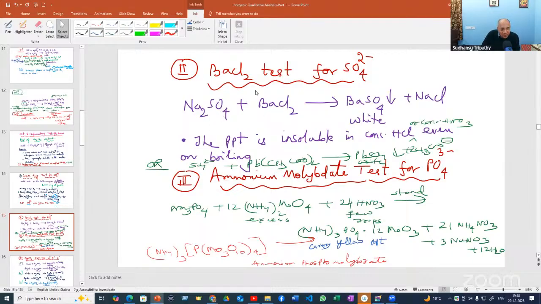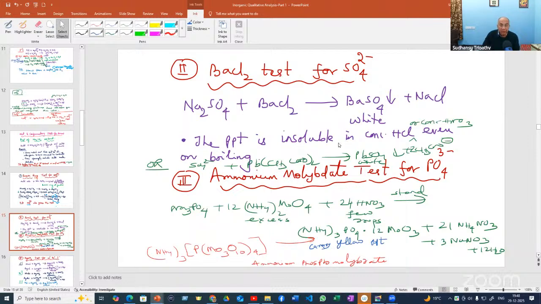So we prepare a solution of the salt and then add barium chloride solution. Yes, barium chloride is not meant for sulfite. It is meant for sulfate. Yes, barium sulfite is soluble in dilute acid, but barium sulfate is such a white precipitate, it is insoluble in conc HCl, conc nitric acid, nothing. Even on boiling also.